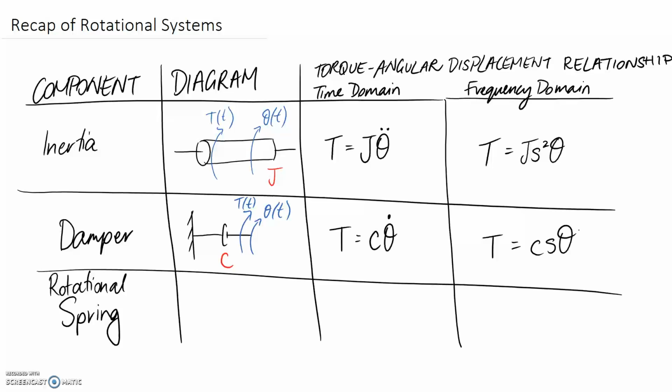So one left, and that's the rotational spring. Again, let's draw it against a wall. What we want to measure is the torque and the angle of the shaft. And the constant, this time I'm going to call K. Now we need to work out again the relationship between the torque and the angular displacement. For a spring, they're directly proportional to each other, and K is the constant of proportionality. So T is equal to K times theta.